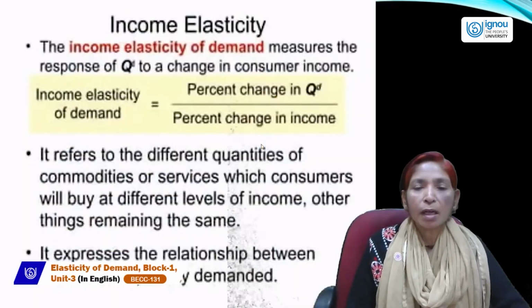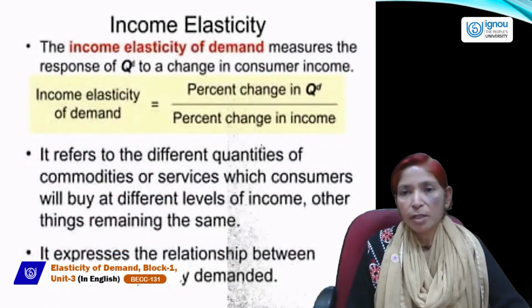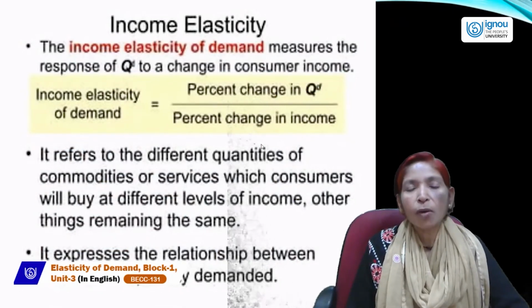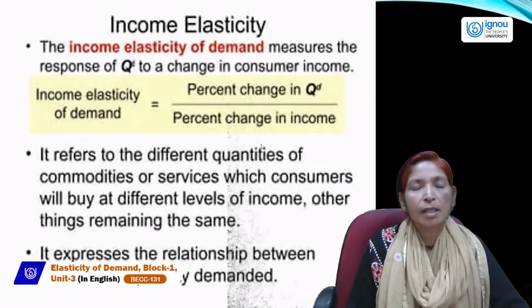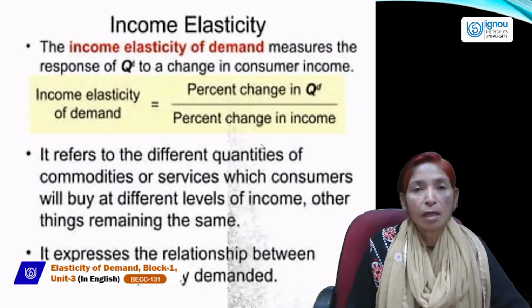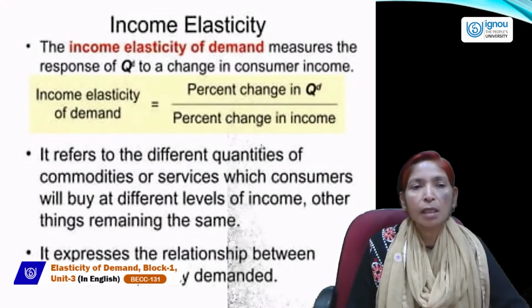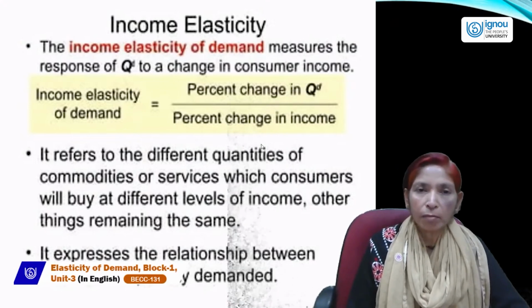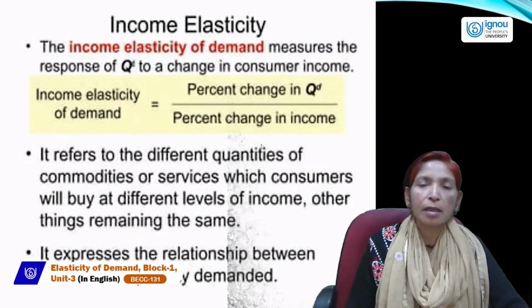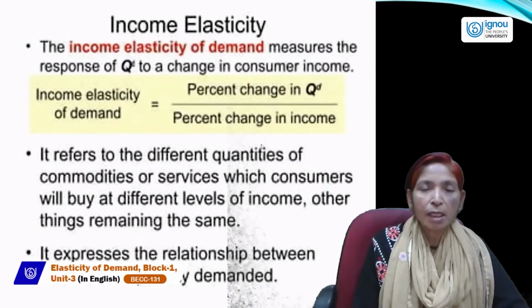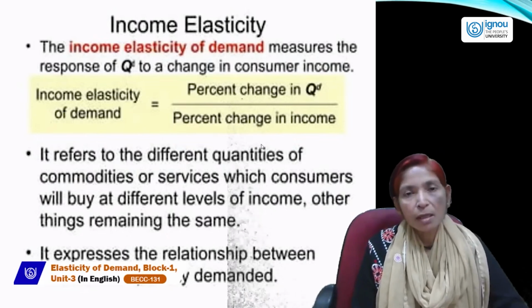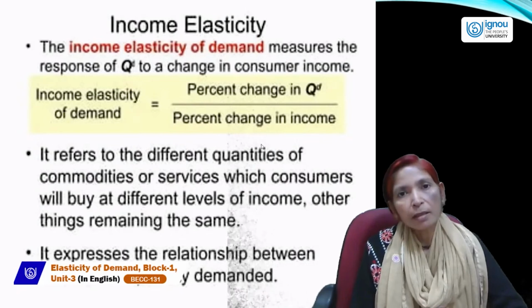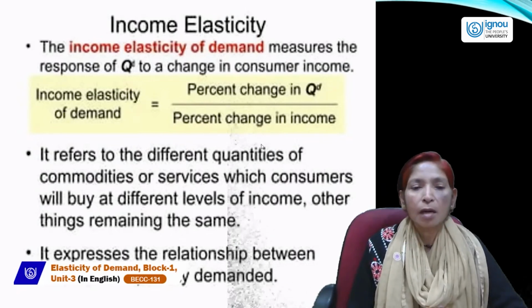Now next is income elasticity. Generally it measures the response of change in quantity demanded due to change in income of the consumer. And how can we denote income elasticity of demand? Income elasticity of demand is denoted by EY. Here Y is income and E refers to elasticity. So EY is income elasticity of demand and its formula is percentage change in quantity demanded divided by percentage change in income of the consumer.